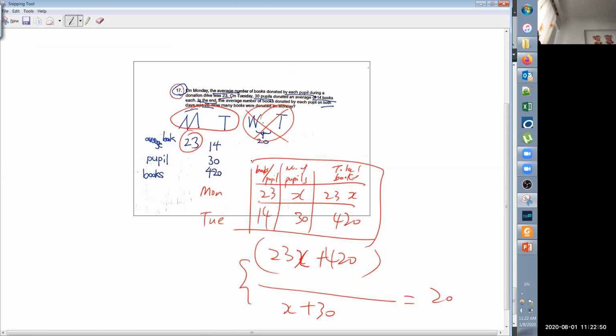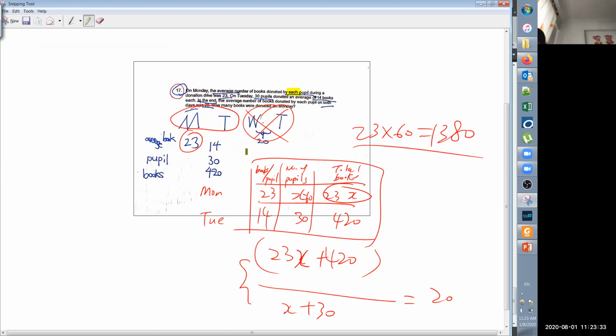60. Okay, so x is 60, so that means the number of people here is 60. Right? So how many books were donated on Monday? So that means 23 times 60, which is 1380, right? Am I right? x equals 23 times 60. Correct. Okay. Yeah, so that's it. Wow, question 17 is so simple. I thought it was difficult.